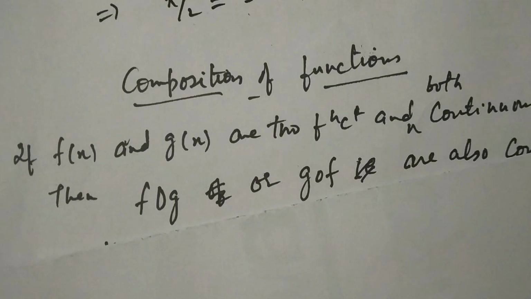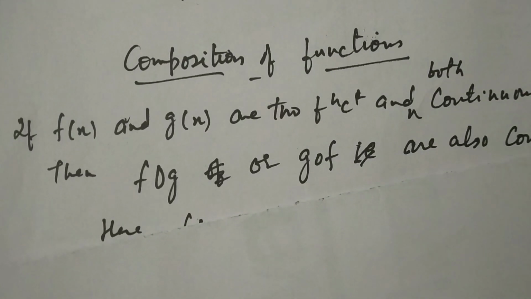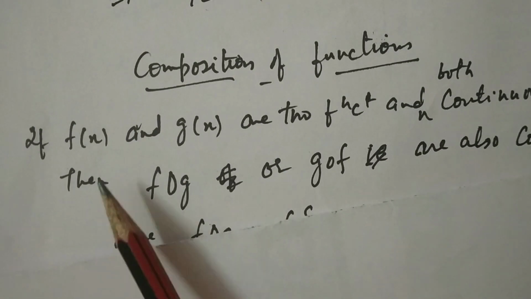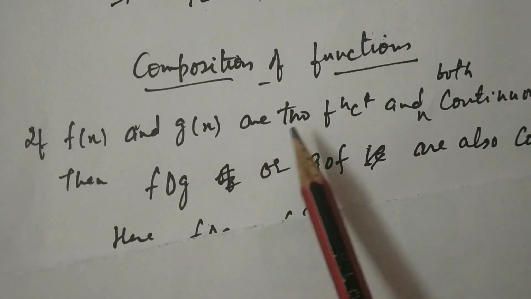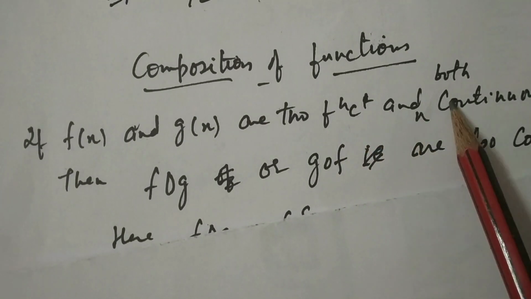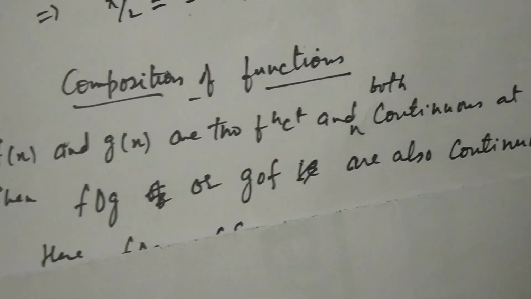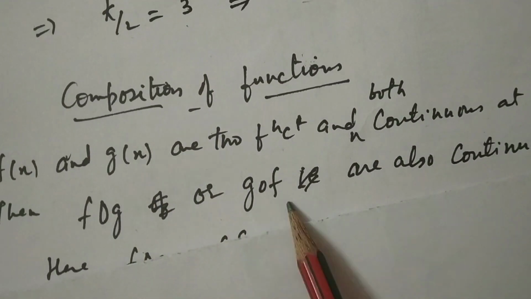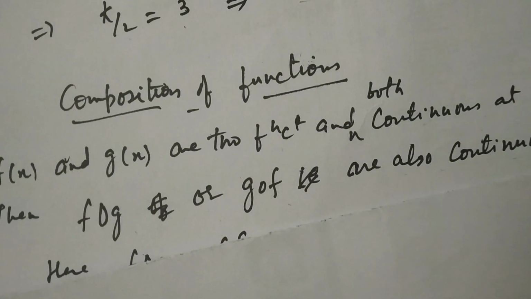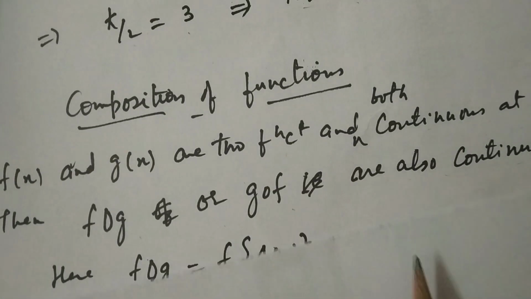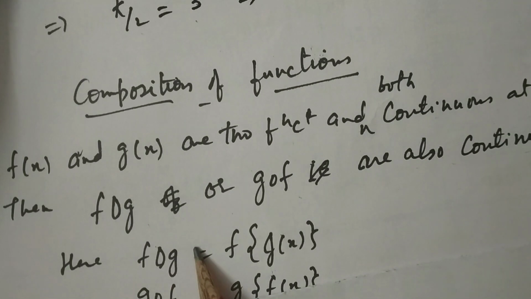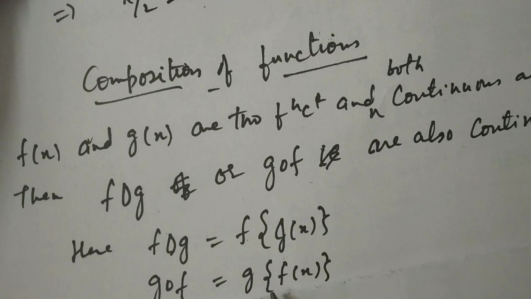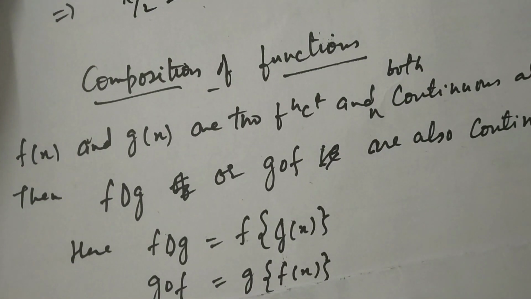Now there are some problems based on the composition of functions. We need to understand what is the composition of functions. If f(x) and g(x) are two functions and both are continuous at point x equal to c, then fog or gof are also continuous at x equal to c. What is fog here? That is f of g(x), and gof is g of f(x).